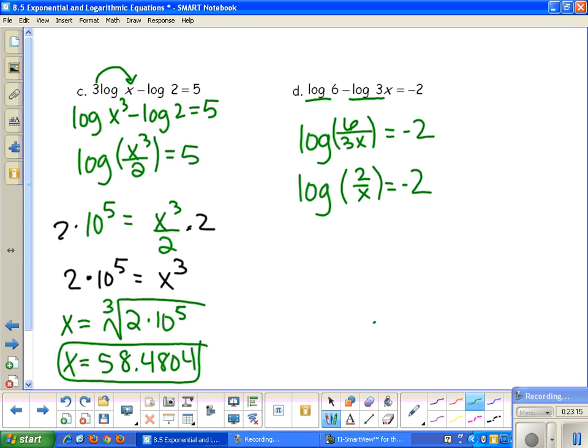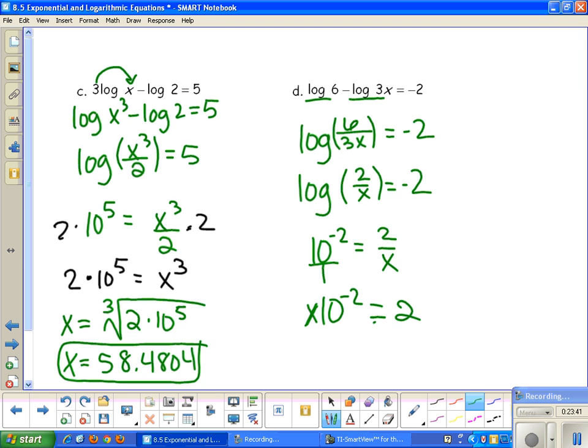And then I just want to go ahead and continue. If I solve this, I can't do anything right now until I put it in exponential form. So this would be 10 to the negative 2 power equals 2 over x. And this one's a little bit harder to solve because we have x in our denominator instead of our numerator. So you can put this over 1 and cross multiply to help you solve. So if I cross multiply, I get x times 10 to the negative 2 power equals 2.